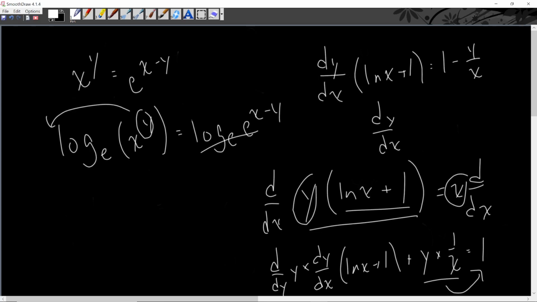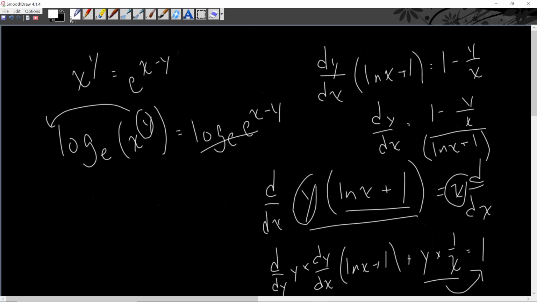So we're going to have a 1 minus y over x, over ln x plus 1 situation. And now from here, well, let's see. I feel like there might be some way to simplify this further. I don't think we need to, actually. Well, sure, let's do it.